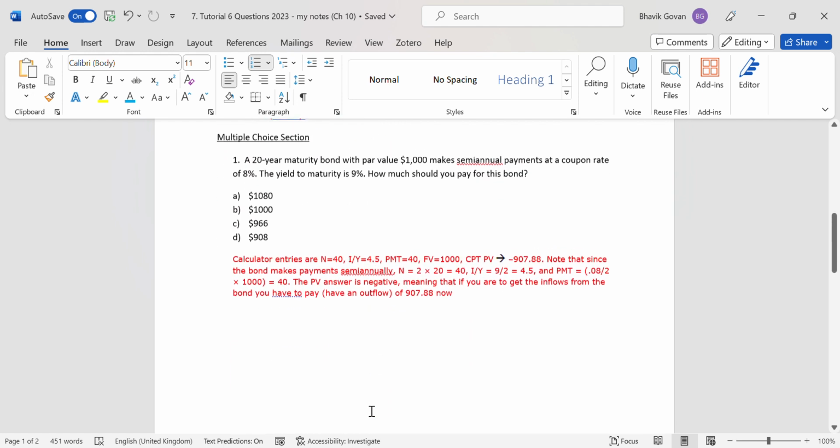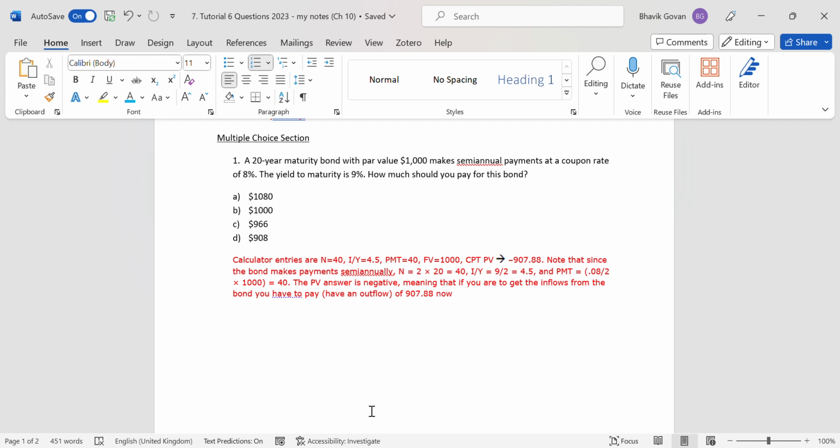Next, we move on to the multiple choice. A 20-year maturity bond with a par value of 1,000 makes semi-annual payments at a coupon rate of 8%. The yield to maturity is 9%. How much should you pay for the bond? In your calculator, n will be 40 because we've got 20 years, but they tell us it's semi-annual payment. So 20 times 2 is 40. I will be 4.5. So we'll just take our yield to maturity and divide it by 2.